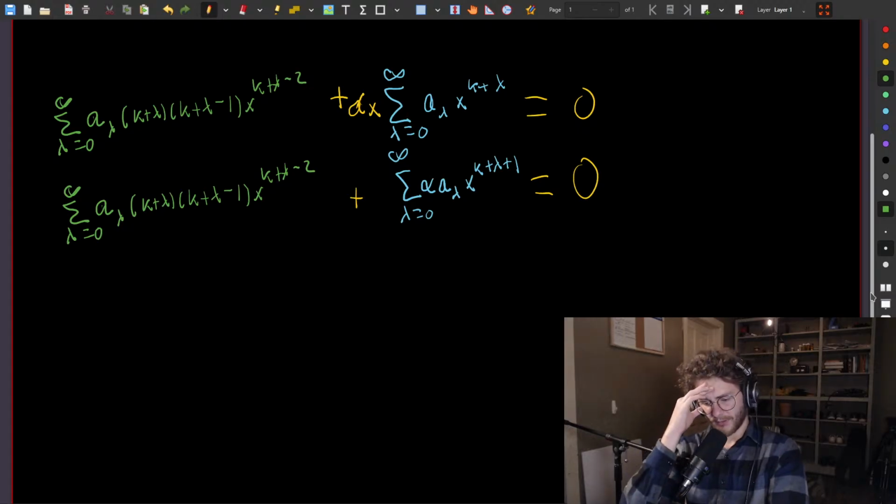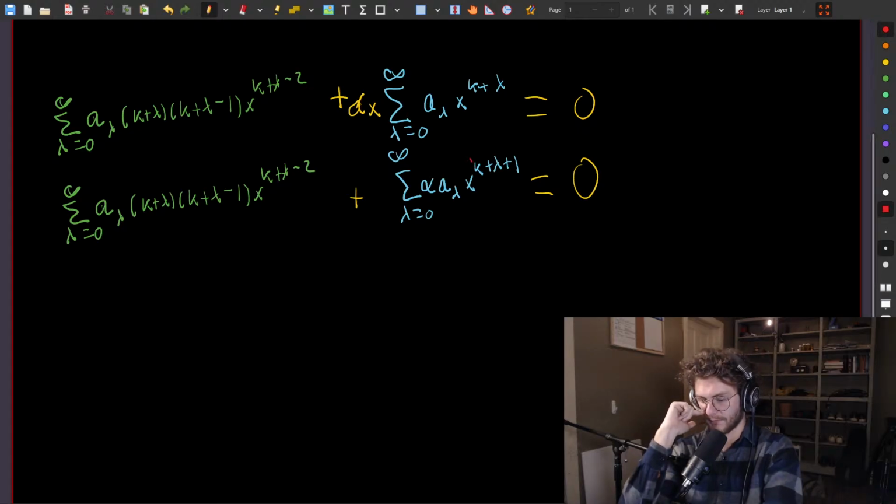I'm assuming I can get away with this. This isn't that bad. Oh, so now that we've pulled these k plus lambdas out, we can actually get rid of the k's. So we're going to use our red to say this goes away and this goes away. Why do we do that? Because we divide by x to the k.